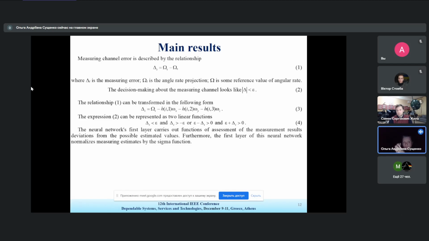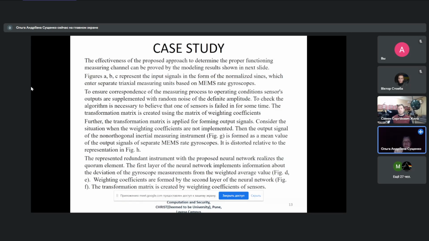The relationship 1 can be transposed in the form 3, and the expression 2 can be represented as two linear functions. The neural network's first layer carries out functions of assessment of the measurement results, deviations from the possible estimated values. Furthermore, the first layer of this neural network normalizes measuring estimates by sigma function. The effectiveness of the proposed approach to determine the proper function of the measuring channel can be proved by the modeling results shown in the next slide.